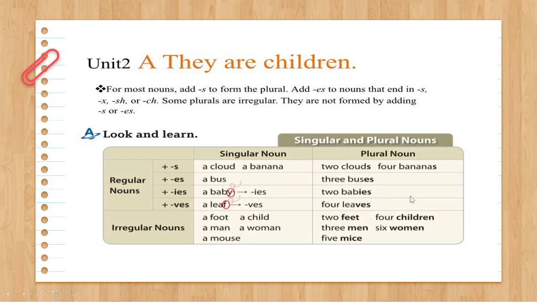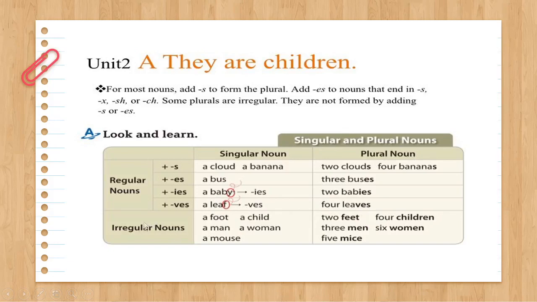So two babies. Leaf also. If only one, we write it like this, a leaf. But when we change it to plural, we need to write four leaves. So we need to change the letter f to ves, right?